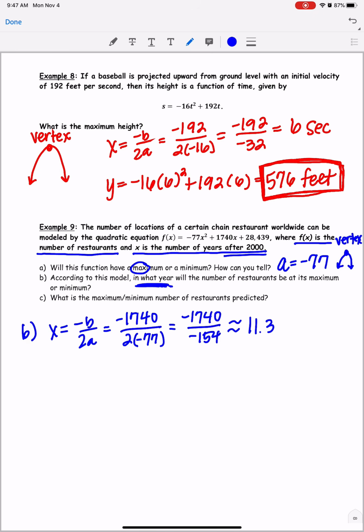So it doesn't want to know in how many years, it wants to know in exactly what year. Well, my years are after 2000. So I'm going to say 2000 plus, I'm just going to call that 11. Okay, it's closer to 11 than 12. So this is going to be in about 2011.